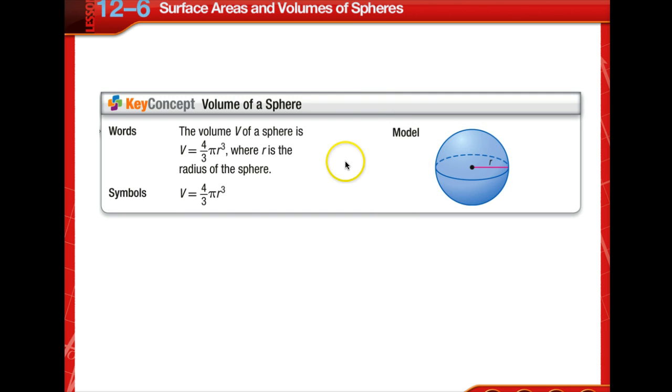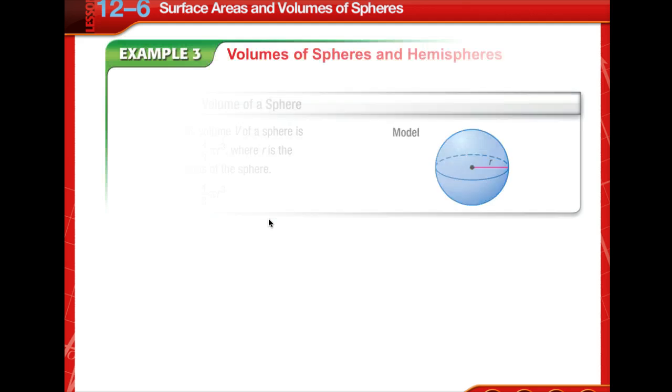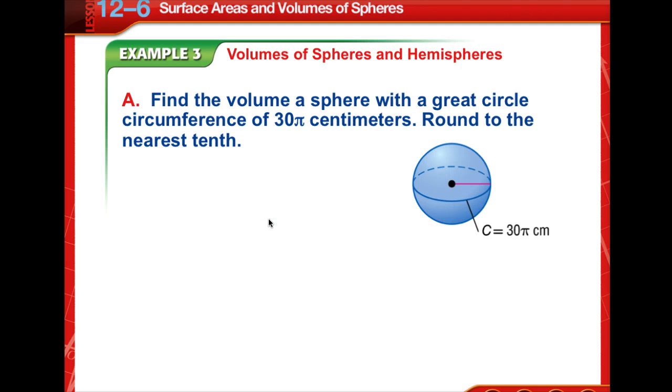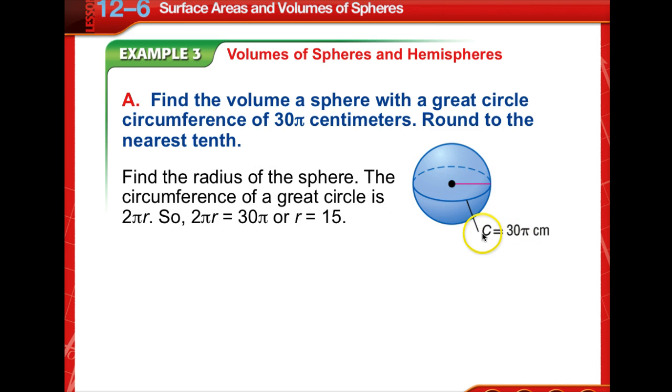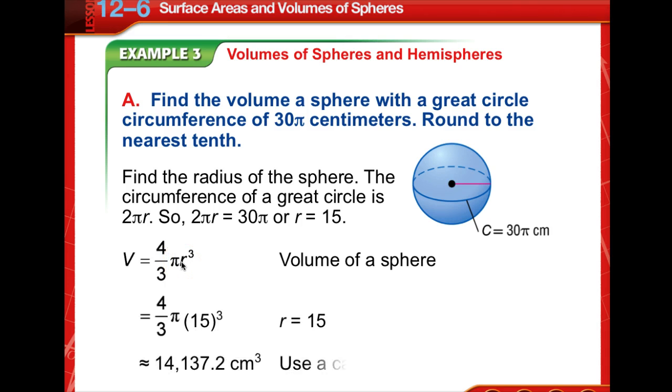Key concept, the volume of a sphere is 4/3 times pi r cubed. So we're to find the volume of this sphere, given that the great circle circumference is 30 pi. So again, we need to set 2 pi r equal to 30 pi, divide both sides by 2 pi, so r is 15. Substitute the radius in the formula and use a calculator.